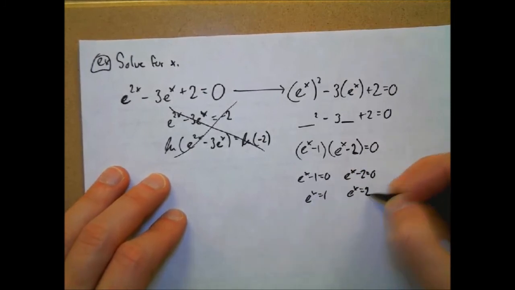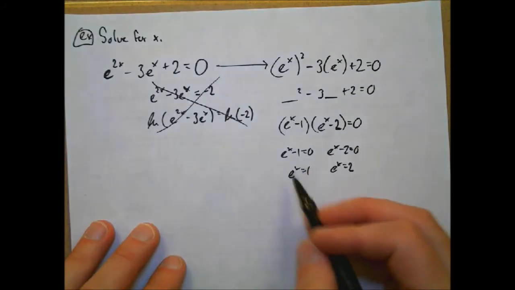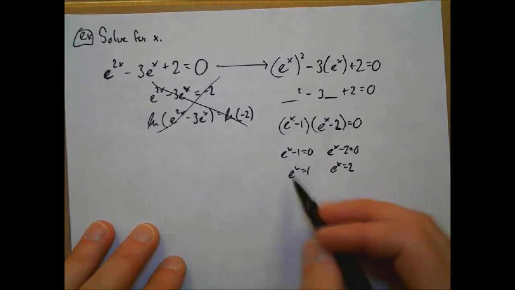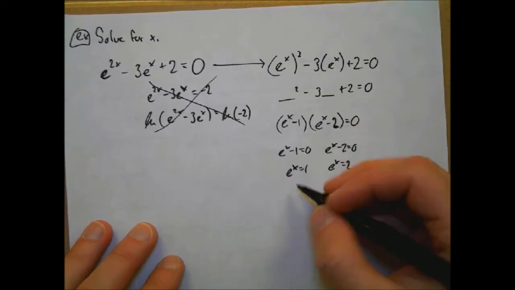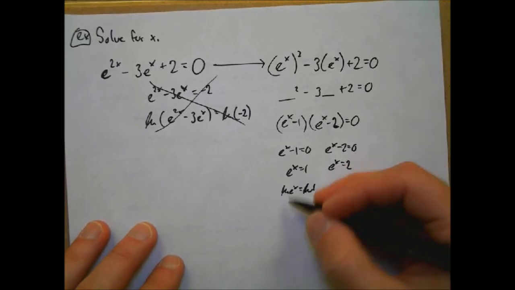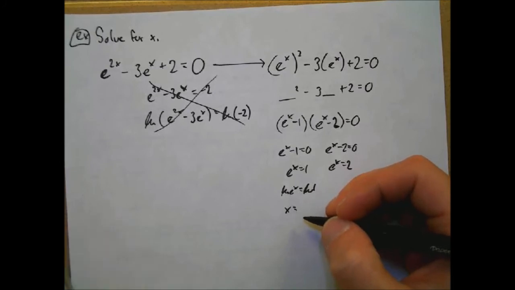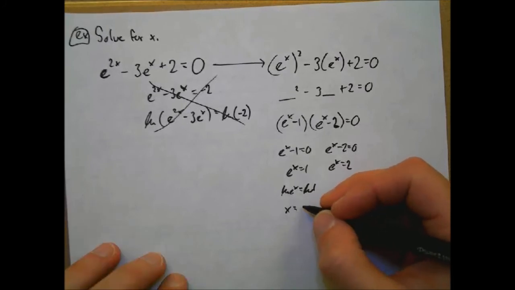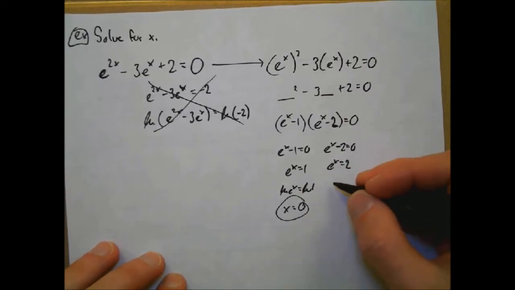Now to solve, what should we do at this point to get the x by itself? Natural log both sides. That's right. So we'll take the natural log of e to the x and the natural log of 1. Natural log of e to the x is just x. What's natural log of 1? 0. E to what power gives us 1? E to the 0 gives us 1. Then natural log both sides here, we'll get x equals the natural log of 2. And natural log of 2 is not so easy to simplify.